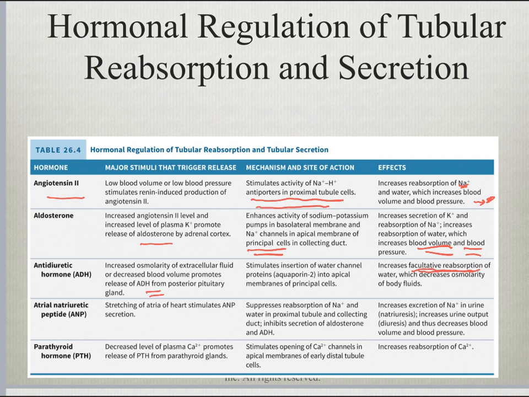body fluids, essentially rehydrating. ANP, atrial natriuretic peptide, major stimuli, stretching of the atria of the heart is going to stimulate ANP secretion. Its mechanism, it's going to suppress reabsorption of sodium and water in the PCT and the collecting duct, and this is going to inhibit secretion of aldosterone and ADH. Overall effects, increase excretion of sodium in the urine. This is natriuresis, which is going to increase urine output, diuresis, and thus overall decreasing blood volume and blood pressure.